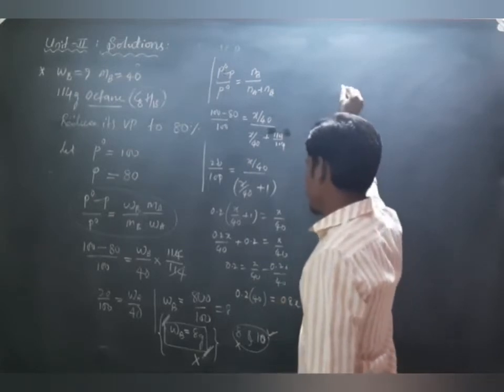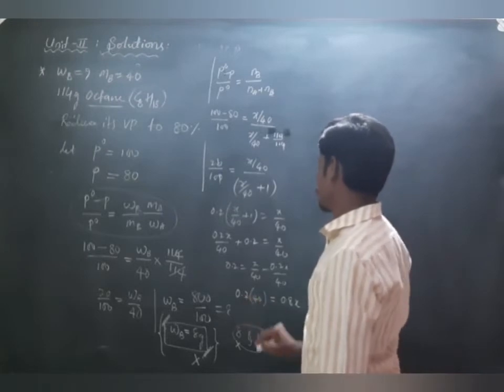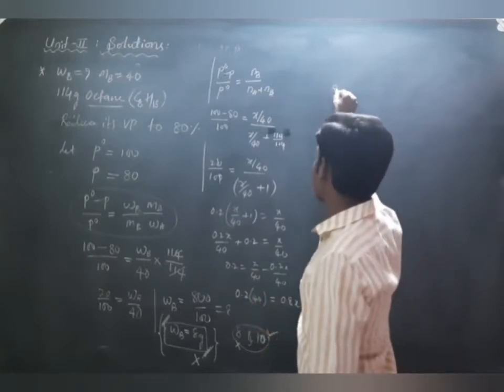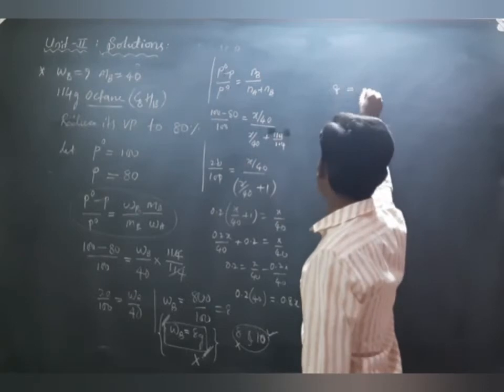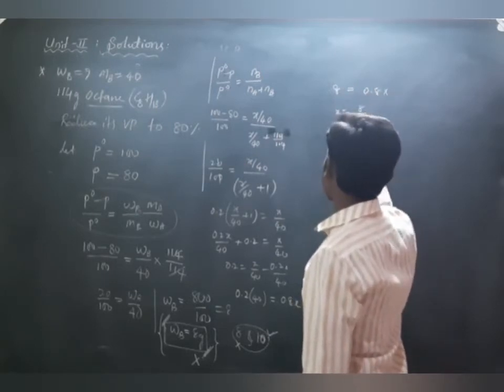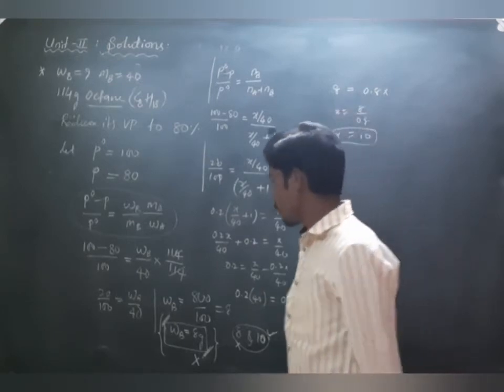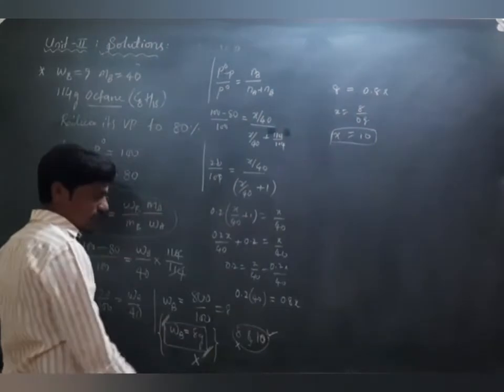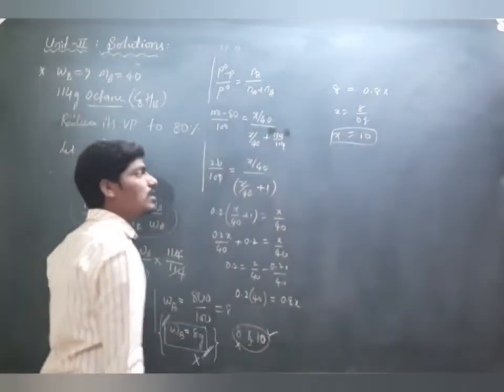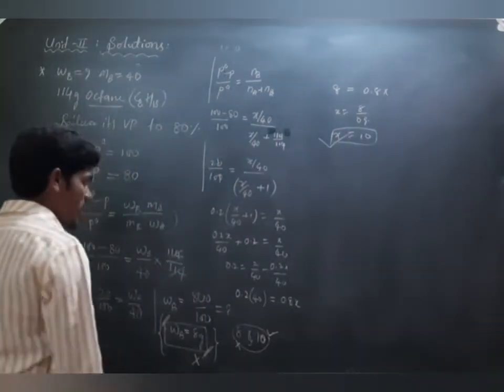So 8 is equal to 0.8x. Therefore x is equal to 8 by 0.8, that is x is equal to 10. If both the options 8 and 10 are mentioned, the correct answer is 10, not 8.